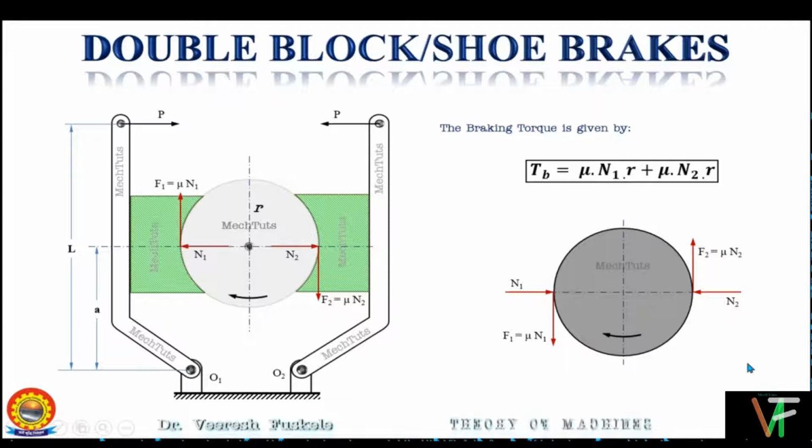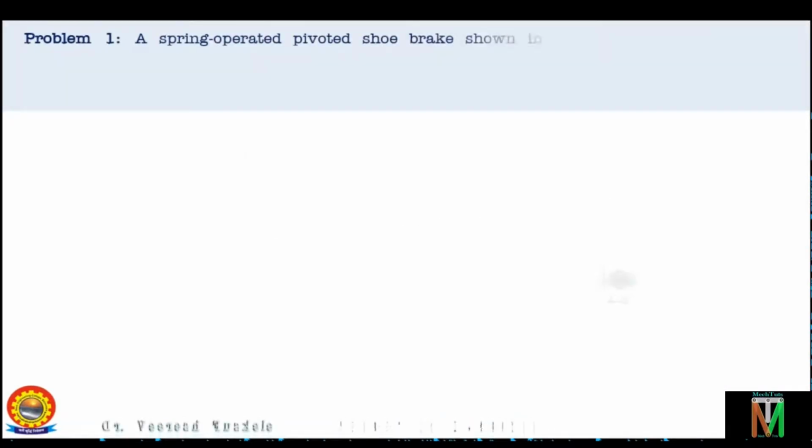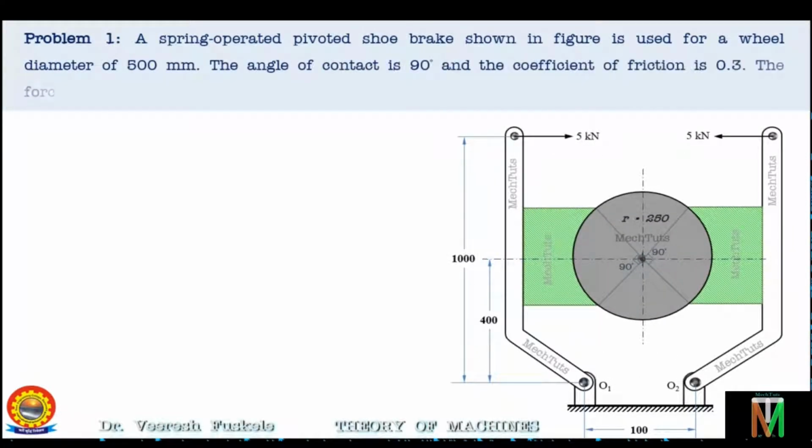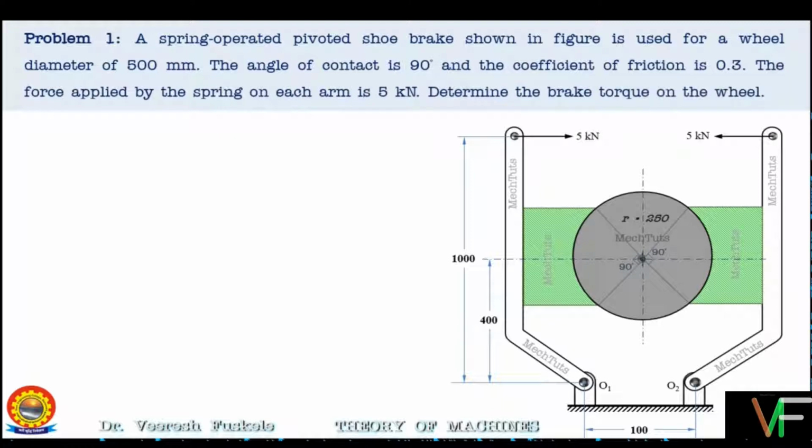So let's see problem number 1. The problem statement is like this. A spring operated pivot shoe brake shown in figure is used for a wheel diameter of 500 millimeter. The angle of contact is 90 degree and the coefficient of friction is 0.3. The force applied by the spring on each arm is 5 kN. Determine the brake torque on the wheel.